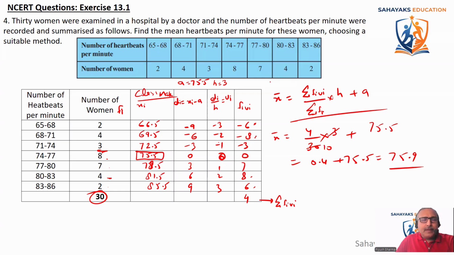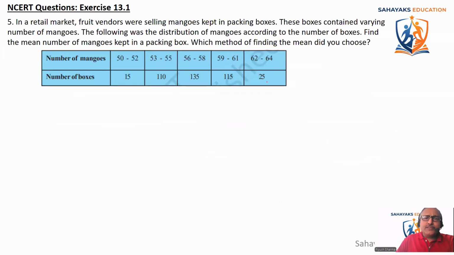Okay, let's try a few more questions. In a retail market, fruit vendors were selling mangoes kept in packing boxes. These boxes contain a varying number of mangoes. The following was the distribution of mangoes according to the number of boxes. Find the mean number of mangoes kept in the packing boxes. Which method of finding mean did you choose?